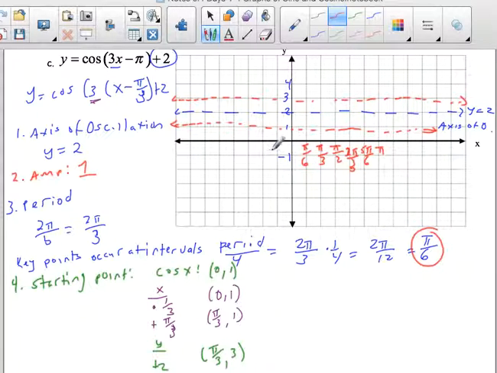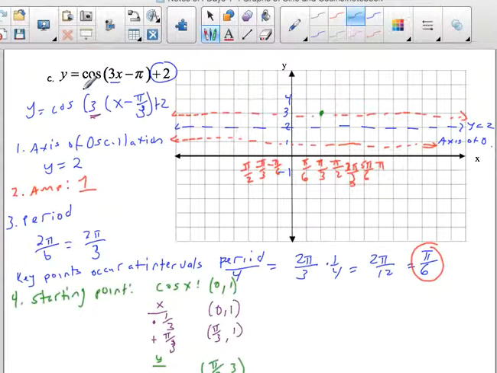And I'll put some in the negative direction. So negative pi over 6, negative pi over 3, negative pi over 2, etc. And now I'm going to go ahead and plot this graph. So I'm going to start at pi over 3, 3. So pi over 3, 3, that's the maximum value. That's where we expect cosine to start.